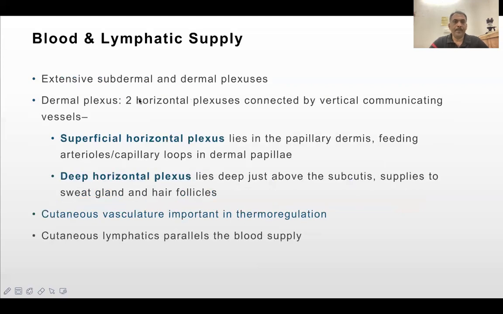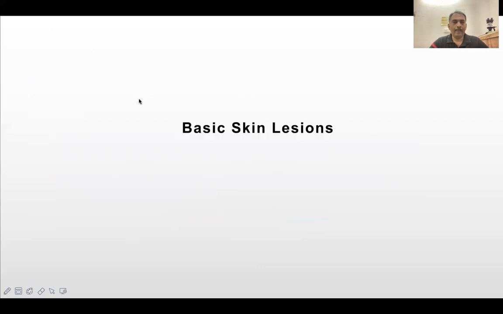The blood and the lymphatic supply of the skin consists of extensive subdermal and dermal plexuses. The dermal plexus consists of two horizontal plexuses which are connected by vertical communicating vessels. The superficial horizontal plexus lies in the papillary dermis, and the deep horizontal plexus lies just above the subcutis, and this supplies the sweat glands and the hair follicles. The cutaneous vasculature is very important in thermal regulation, and the cutaneous lymphatics parallel the blood supply.